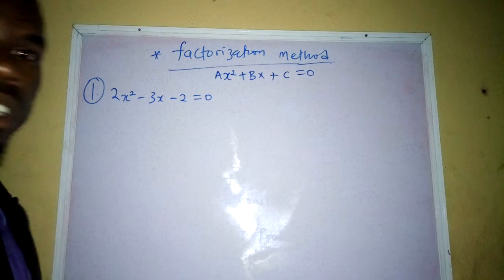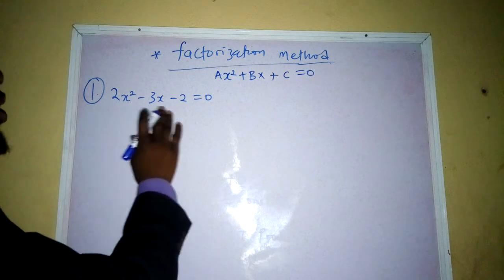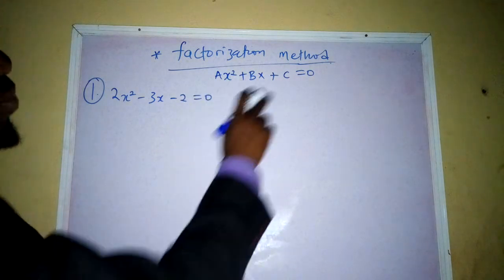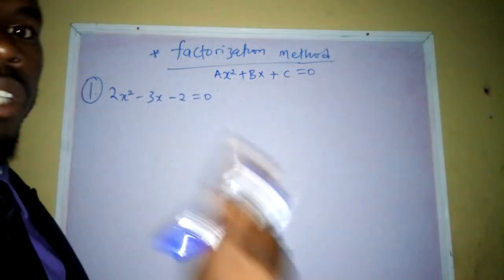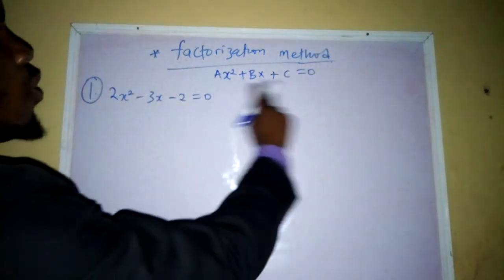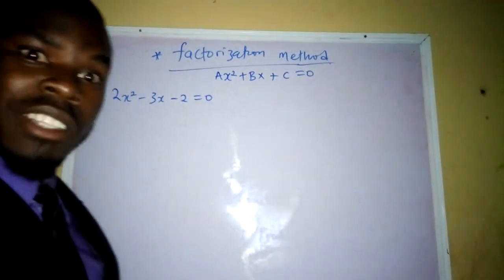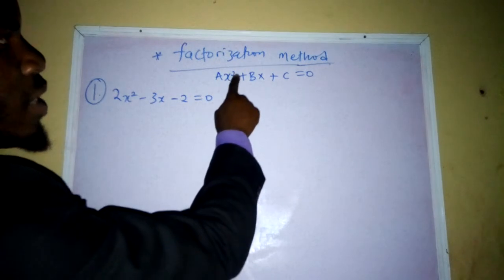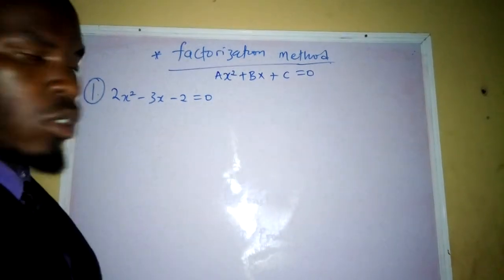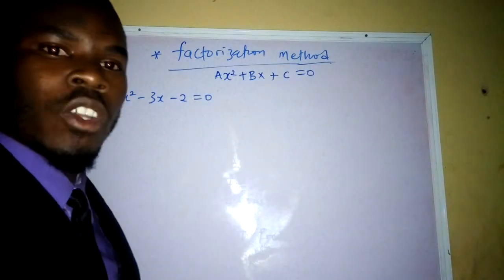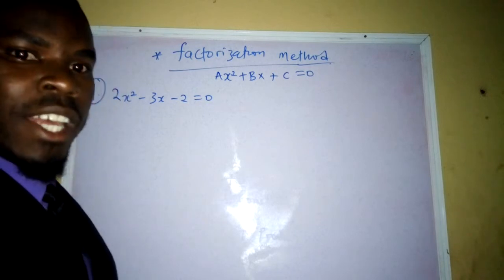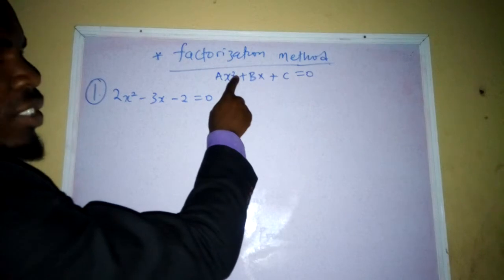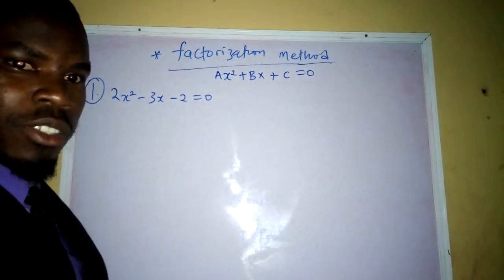Now, like I've said, this is an example of a quadratic equation. I want to use the factorization method to solve. Don't forget that quadratic equations come in this form. And why it is called a quadratic equation is because the variable here has the highest power of 2. If you check this equation, it is called a polynomial. So every polynomial of degree 2, the highest, is called a quadratic equation. So let's go to our problem.